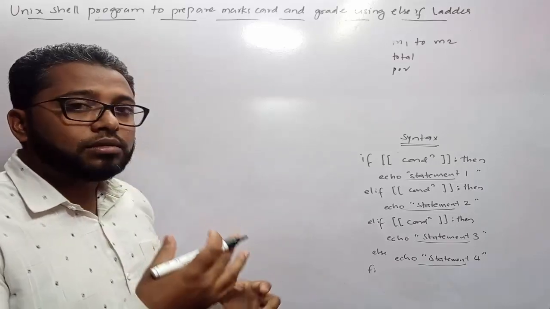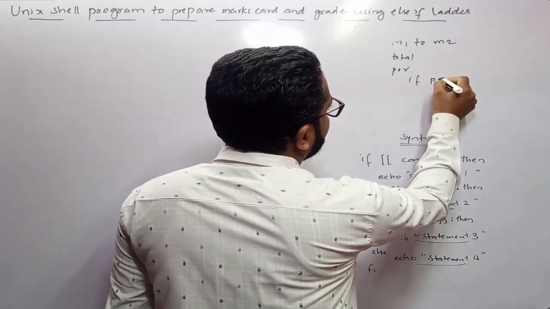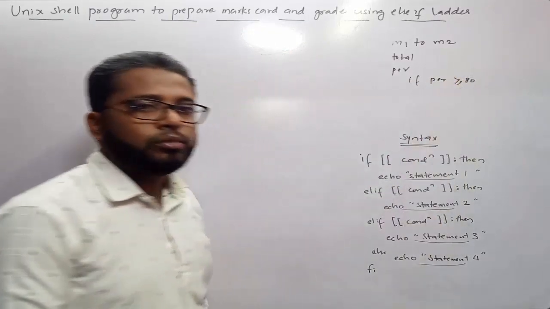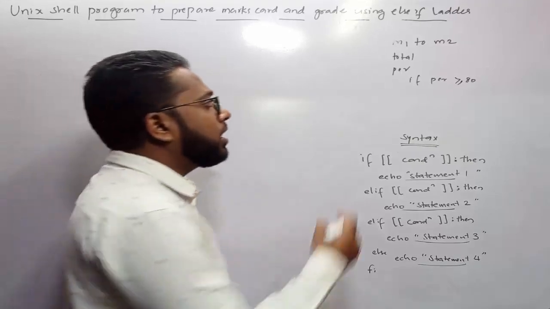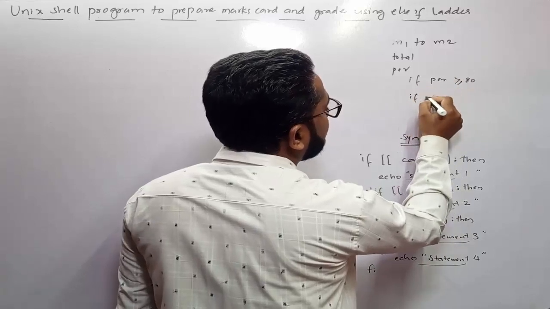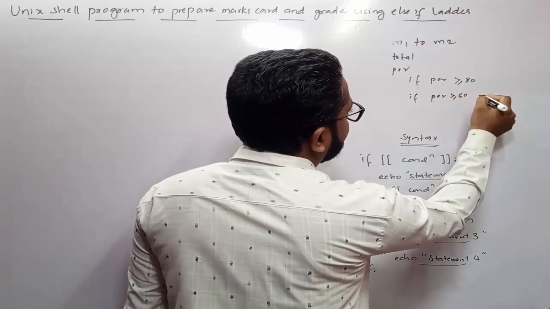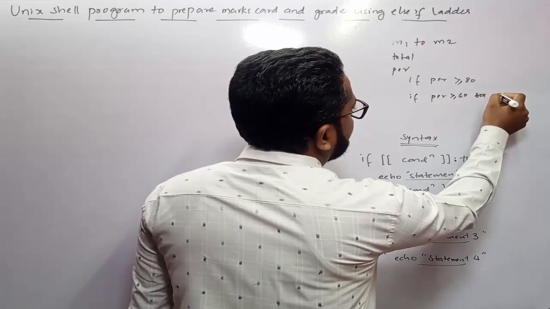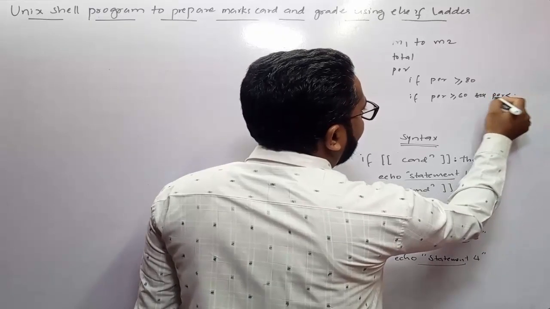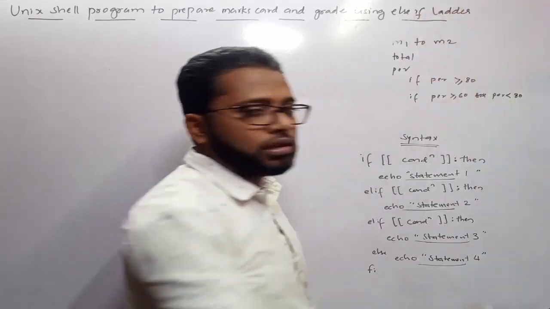So how will we be doing that decision? First we'll check if the percentage is greater than or equal to 80, we'll be declaring that as a distinction. Then if this condition becomes false, then we will check one more condition. If percentage is greater than or equal to 60 and percentage is less than 80, then we'll declare first class.